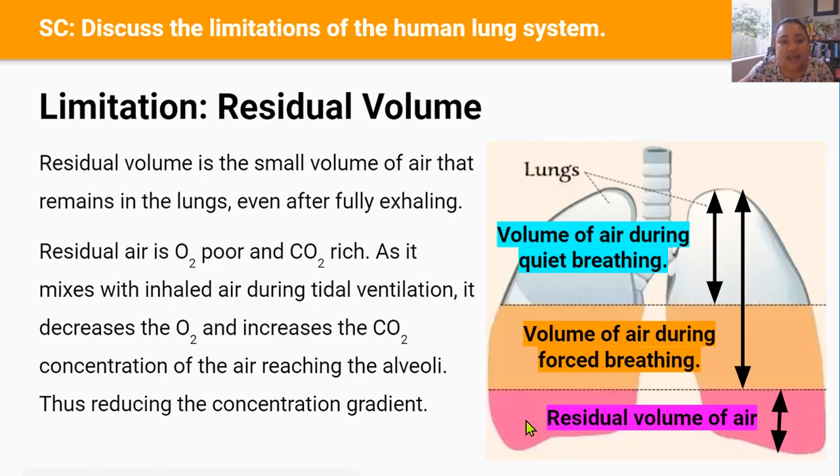It's a major limitation because it's actually stale air, meaning it's oxygen poor and carbon dioxide rich. Because you can't ventilate this out, it's always just left behind. And because it's stale, we don't want this air mixing with the fresh air that we breathe in when we ventilate. Why? Because it lowers the oxygen concentration of the air that actually reaches your alveoli. So residual volume plus tidal ventilation reduces the concentration gradient of oxygen and carbon dioxide across your alveoli.